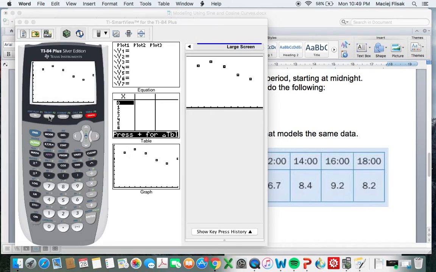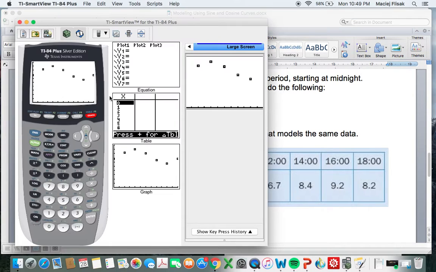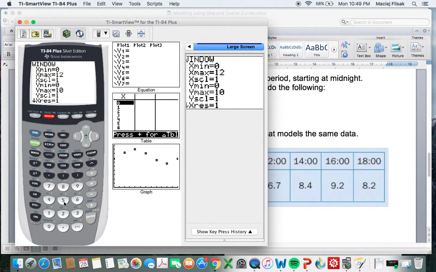Let's change the window so it matches our data here. It's going to go from 0 to 18 on X, and maybe, what's the lowest point? 5.6, highest 9.2, so I'll go from 5 to 10. So let's see, window, X values, I'm going to go -1 just to see behind it, and then this has to go to, let's say, 20. Scale 2. Y min, okay. What did I say? 5 and 10.